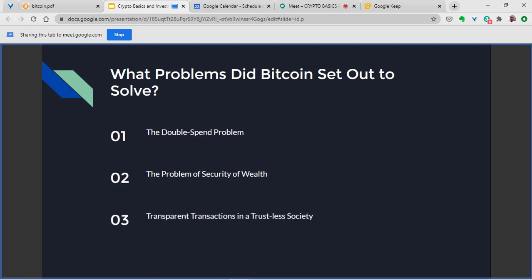The third one is transparent transactions in a trustless society. By nature, human beings are very deceitful. Most people have it in them to scam or dupe one person or the other. So what did Bitcoin set out to solve, and how did it set out to solve this problem? That's how the blockchain was created.